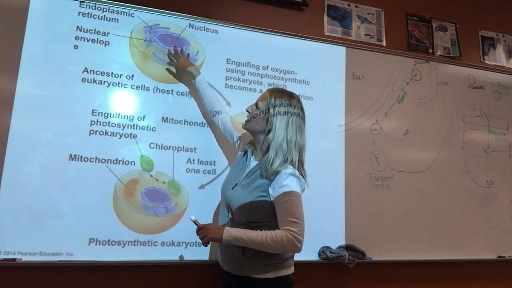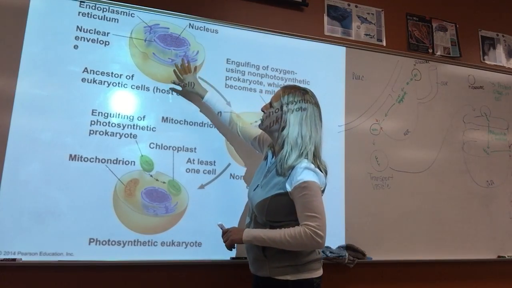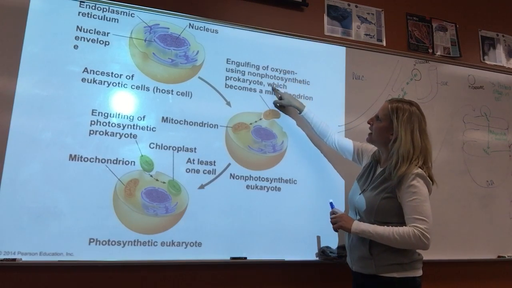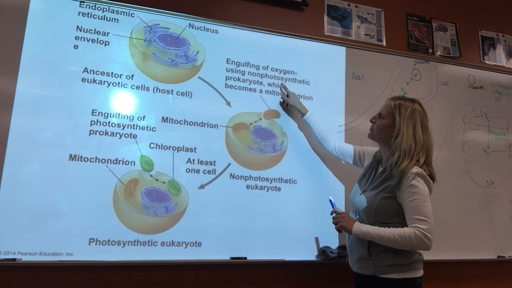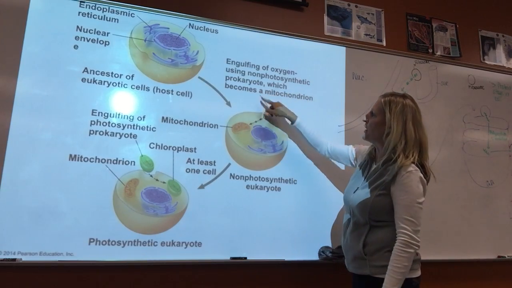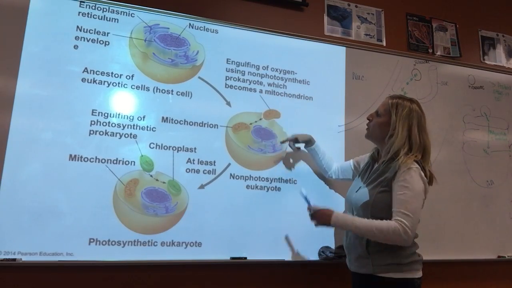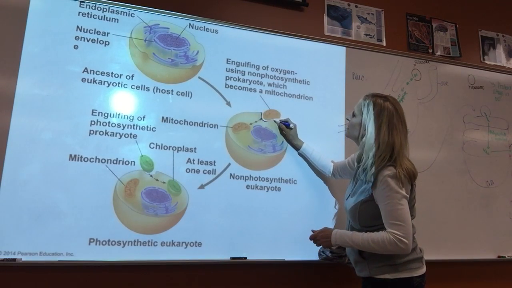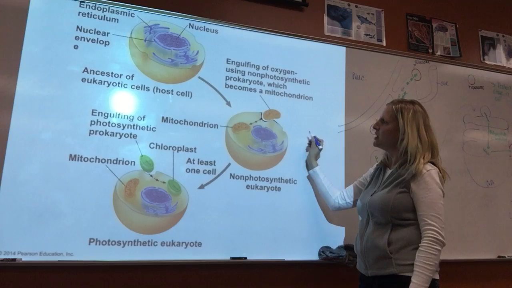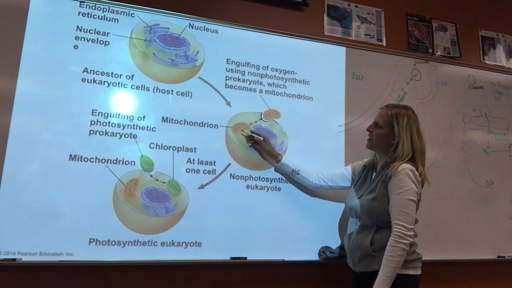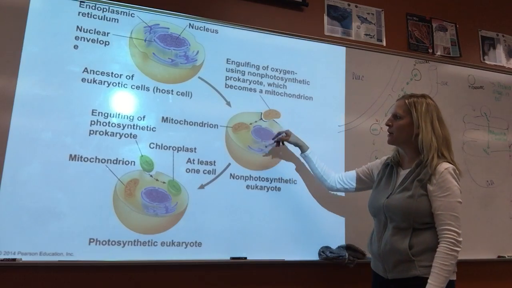So here's the nucleus of the double membrane, endoplasmic reticulum. And this picture is showing you, it says engulfing of oxygen using, so this uses oxygen but can't do photosynthesis, kind of like the mitochondria, prokaryote, so it was once free living, which then was engulfed. Notice here it's engulfing it much like the unicellular organism was engulfing its food that we looked at earlier. So it engulfs it and pinches it off, and now it becomes part of the cell.